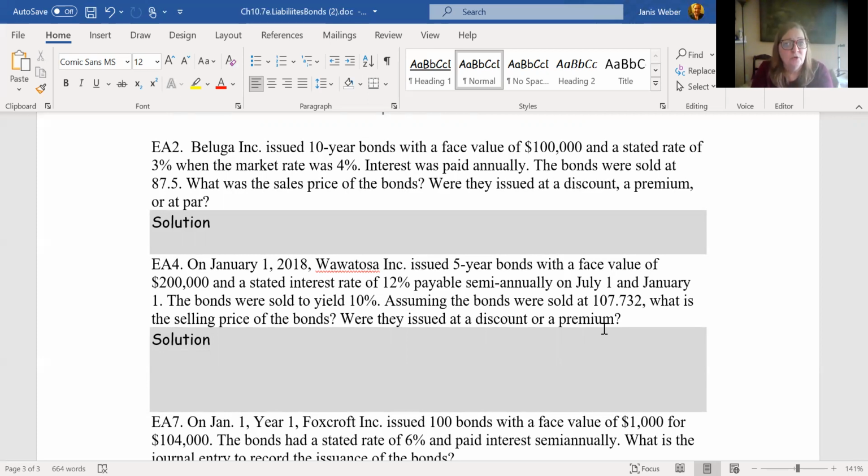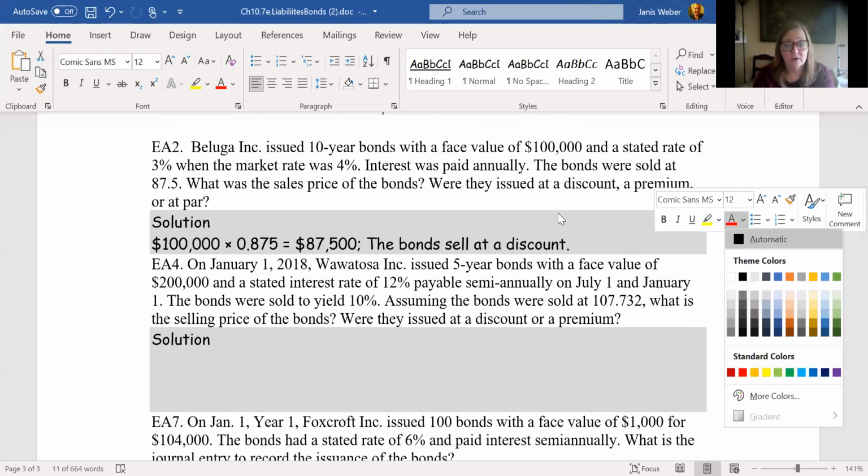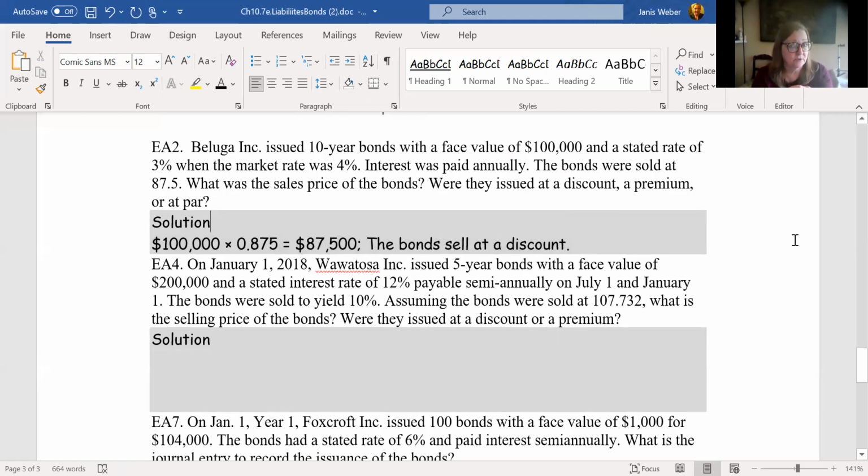So first thing, when you see a stated rate of 3% and a market rate of 4%, you know that our bonds are not paying adequately. We have to sell them at a discount. And the second way you know we sold them at a discount is that we sold the bonds at less than 100, which means less than 100% of their face amount. So two ways you could see that they were sold at a discount. We sold them at 87.5% of their face amount, so $87,500 was the amount we issued them for, and they were sold at a discount.